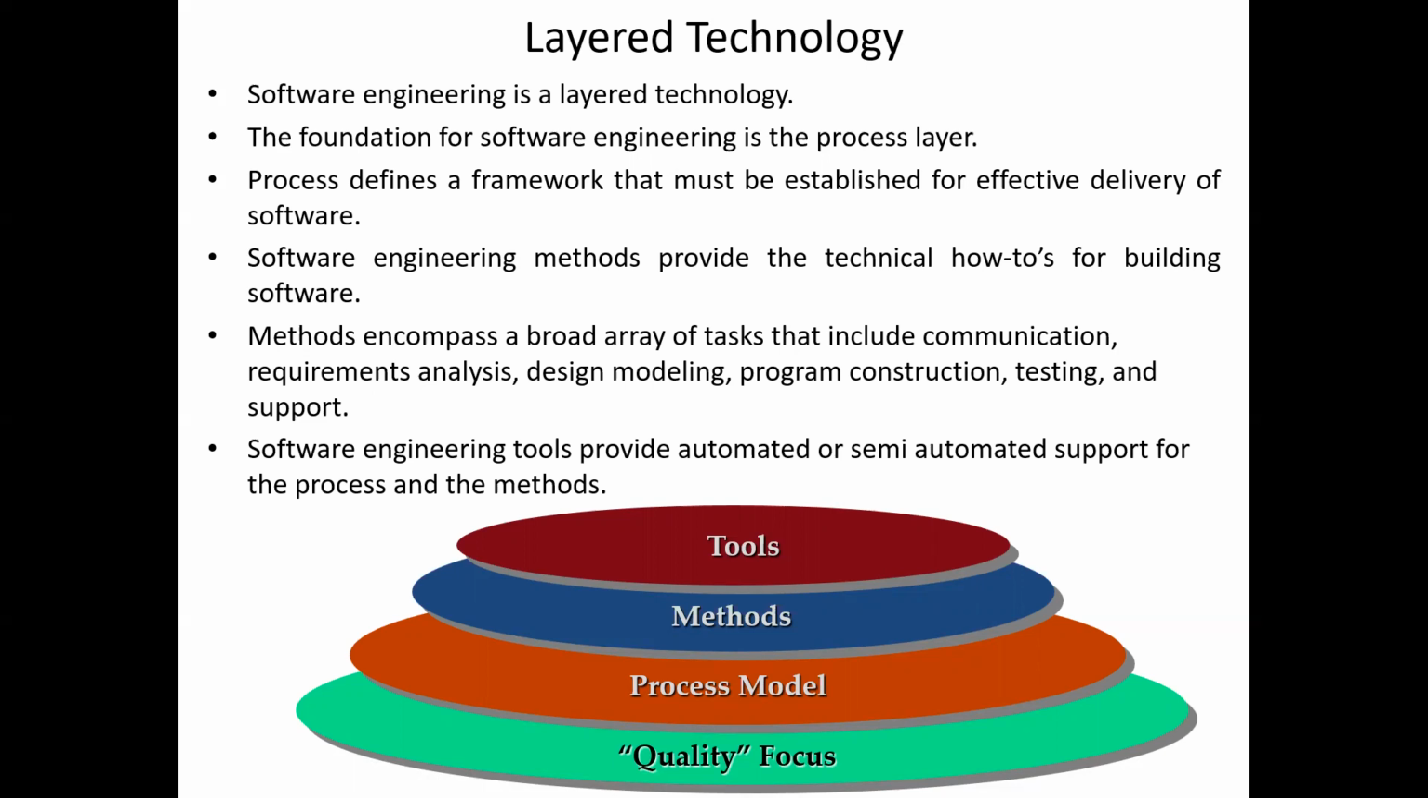The methods encompass a broad array of tasks that include communication, requirement analysis, design modeling, program construction, testing, and support. So we have categorized the layered technology into four types: tools, methods, process models, and quality focus. Based on this layered architecture, we can build software and follow the software engineering procedure.